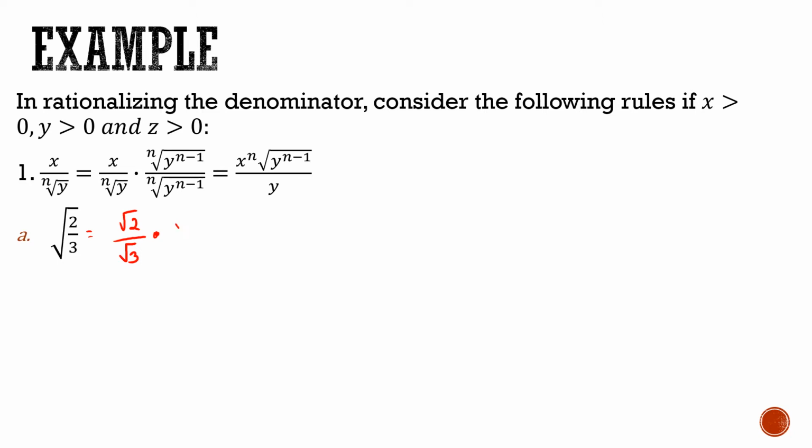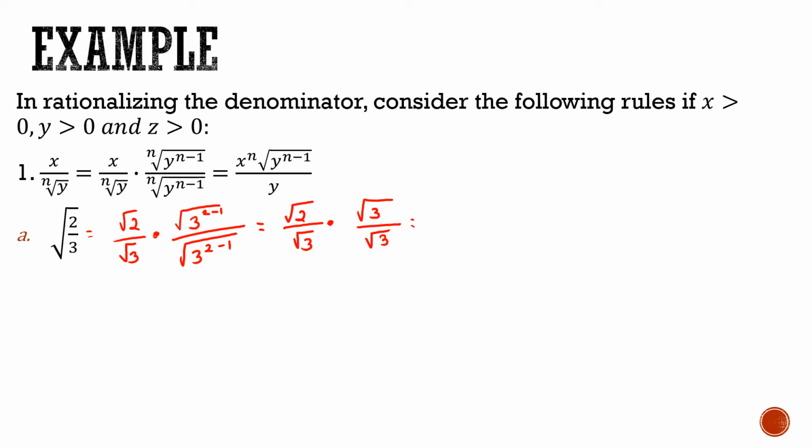So we can write this as the square root of 3 raised to 2 minus 1 over the square root of 3 raised to 2 minus 1. The next step is to simplify the square root of 3 raised to 2 minus 1. So we have square root of 2 over square root of 3 multiplied by the square root of 3 over the square root of 3. As we subtract 2 minus 1, the difference is 1. Therefore, no need to write the exponent 1.